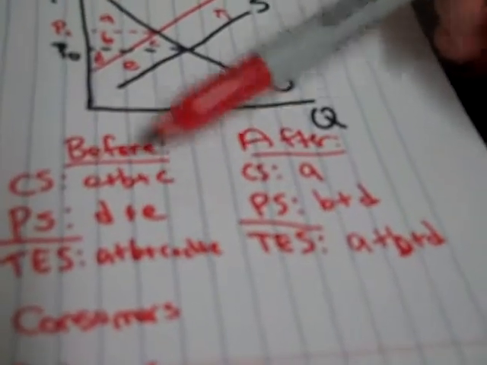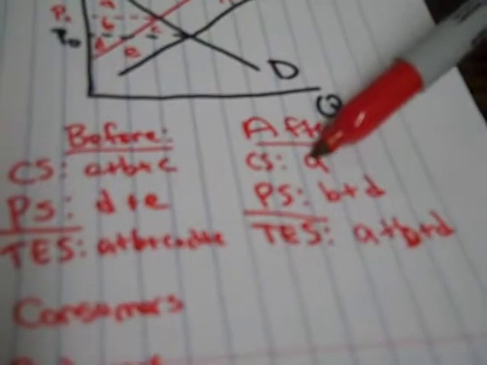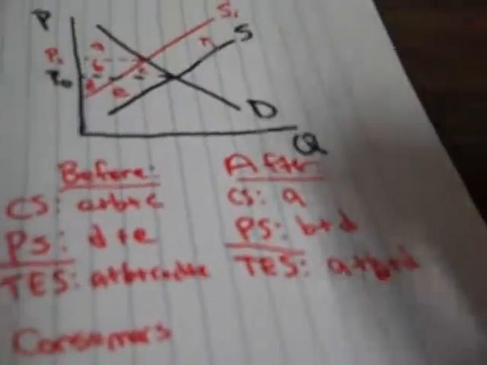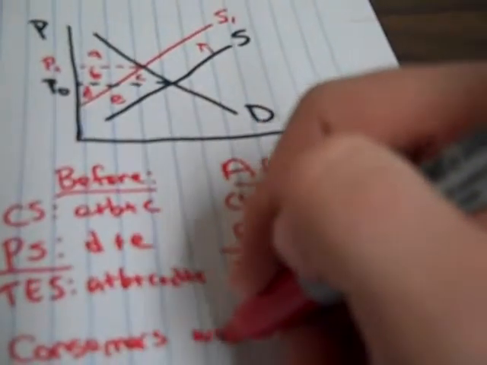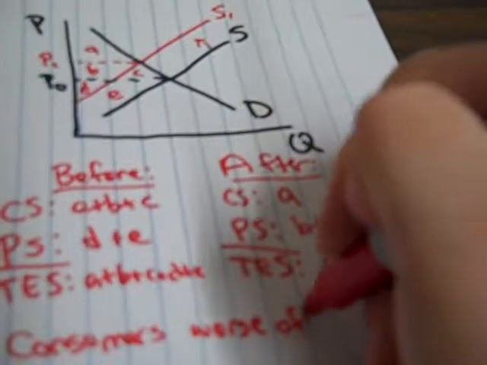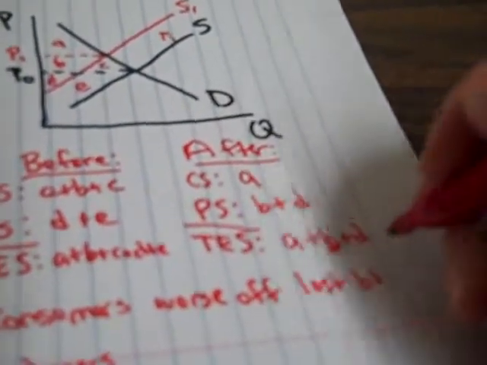So consumers, if we look at before the supply decrease, we had area A, B, and C. Now we only have area A. The difference between that would mean that we lost B and C. So since we lost some areas, we're going to say consumers are worse off, and they lost B and C.